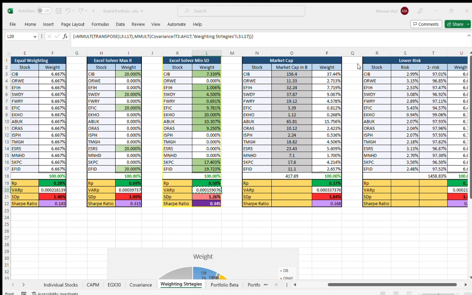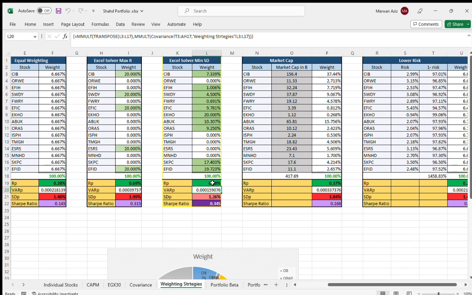I tried to minimize the variance by changing the weights here, and I put some constraints. I want the summation of all the weights to be 100%. I wanted a return on my portfolio to be not less than 0.5%, and also I wanted to invest in the stocks by not putting more than 20% in one stock.